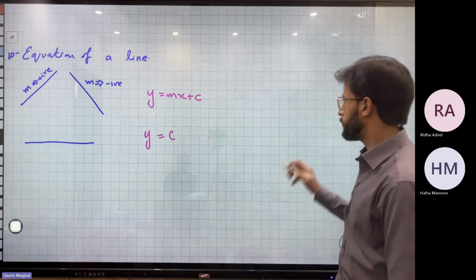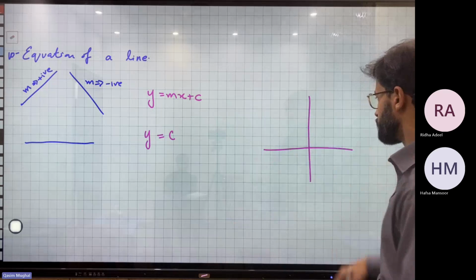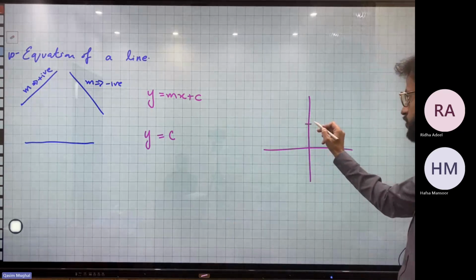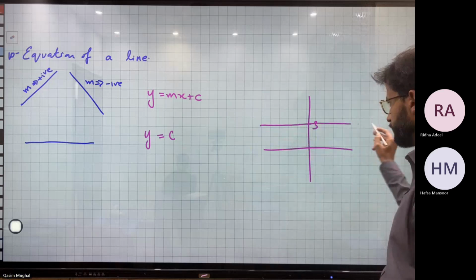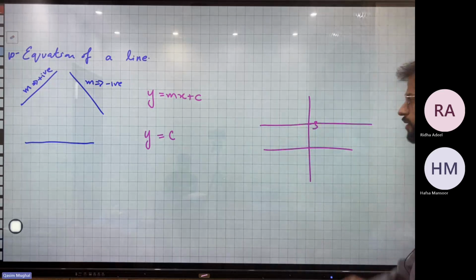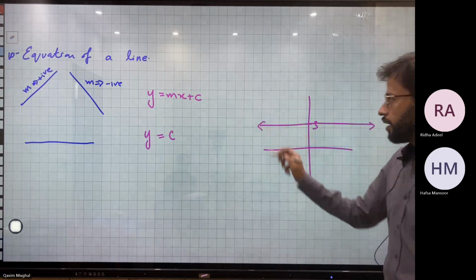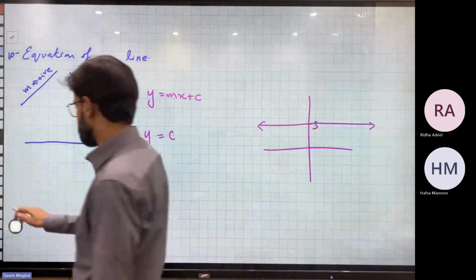Okay? So now let me show you. For example, this is the Cartesian plane. Let's suppose this is 3 over here. So if I want to draw a line for y equals 3, this is how it is going to be. Okay? Acha. Next.